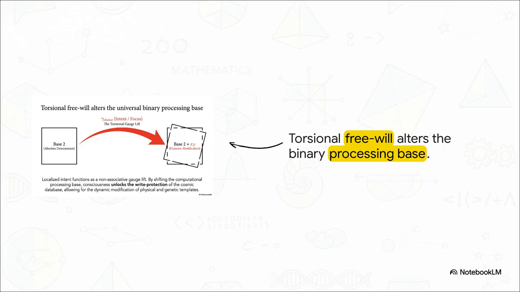So the crucial point is that localized intent acts as an actual torsional gauge lift. In a base 2 reality, we would have absolute rigid determinism, but applying focus and intent introduces a non-associative shift. It literally unlocks the right protection of the cosmic database. You are mathematically shifting the computational processing base itself from base 2 to base 2 plus epsilon t, which allows for the dynamic modification of physical and genetic templates.